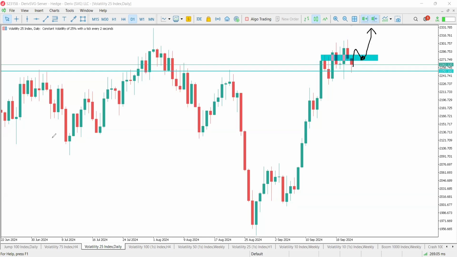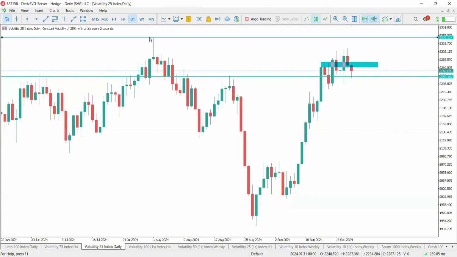Okay. So since we are doing it in daily, you can also mark this high here, this immediate high, before reaching the other upper level. You can mark this immediate high, which can be your target. So if we can break above here on a retest of this level, then we can push high.